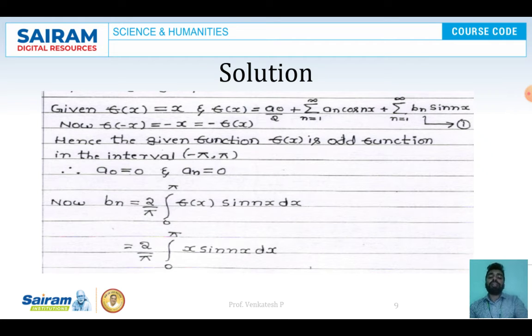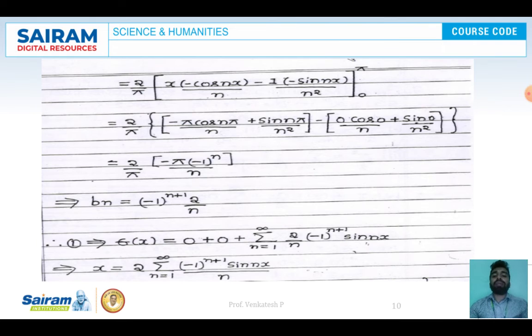So b_n is equal to, the formula is 2/pi integral 0 to pi f(x) sin nx dx. In the place of f(x) I am going to replace x here. So we'll be getting 2/pi integral 0 to pi x sin nx dx. To solve this one I am going to apply Bernoulli's rule, taking x as the u algebraic term and sin nx as the v function. So now I am going to apply Bernoulli's rule. The constant 2/pi I will keep as it is.